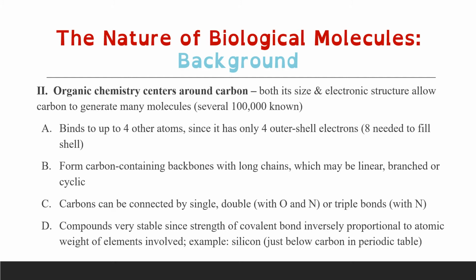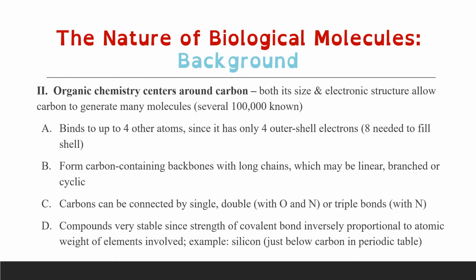So next, we have organic chemistry. With organic chemistry, it's very important that you know the use of carbon. Okay, so carbon, both its size and electronic structure, allow carbon to generate many molecules. So there are around 100,000 known usage of this carbon. Basically, the main thing about carbon is that it can bind up to 4 other atoms since it has only 4 outer shell electrons. And basically, you need to fill 8 electrons in each shell.